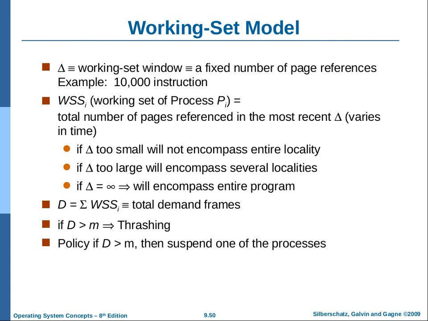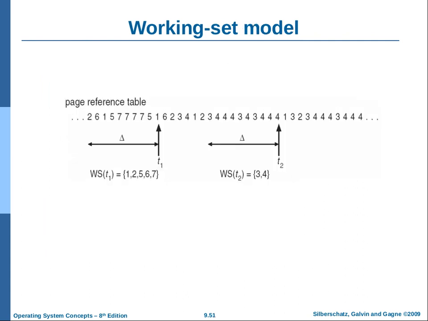If it's too small, maybe it will not get all the locality of what's happening. If it's too large, you might have too many localities, so to speak. And if it's infinite, of course, it encompasses the entire program, which is not exactly what we want. D is the sum of all your working sets, so all your deltas, all total demand frames. And if it's greater than M, you're going to have some sort of thrashing. So what you want is, if D is greater than M, then suspend one of the processes, is the idea.